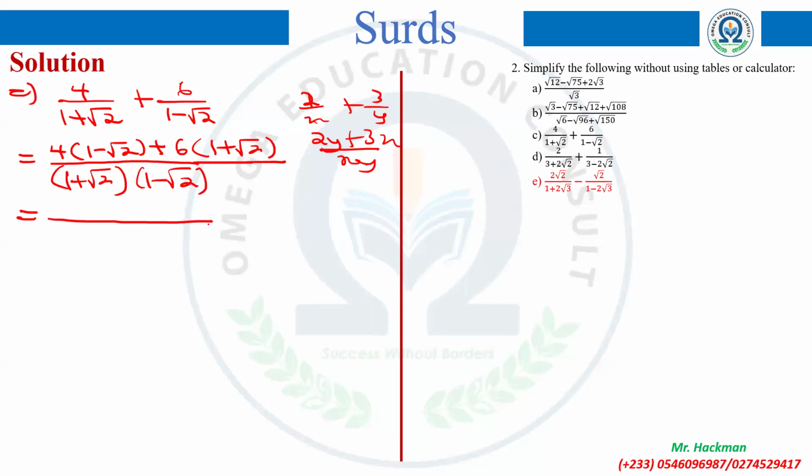So let's deal with the numerator first. Let's do it together. So 4 times 1, that will give us 4. Minus 4 times root of 2, so that will give us 4 root of 2. Then you come here, 6 times 1, that will give us 6. Then plus 6 times root of 2 will give us 6 root of 2.